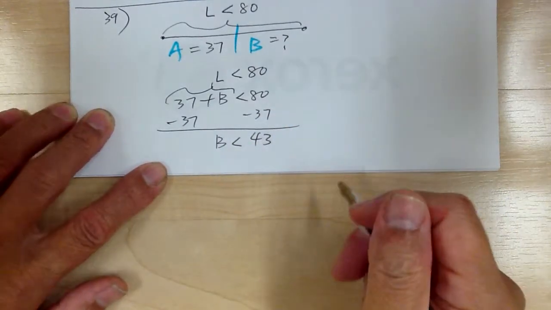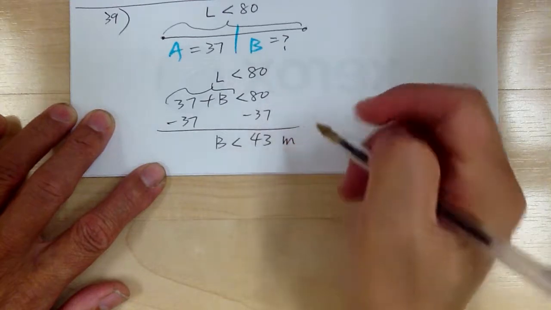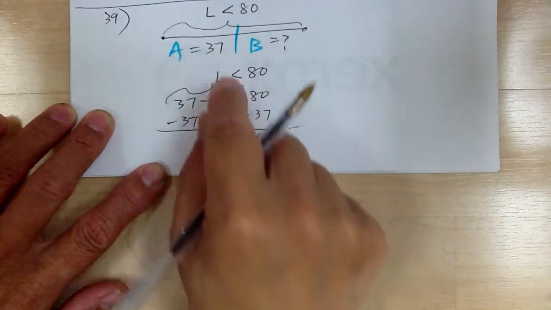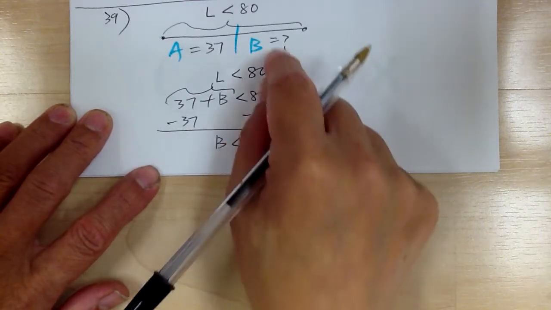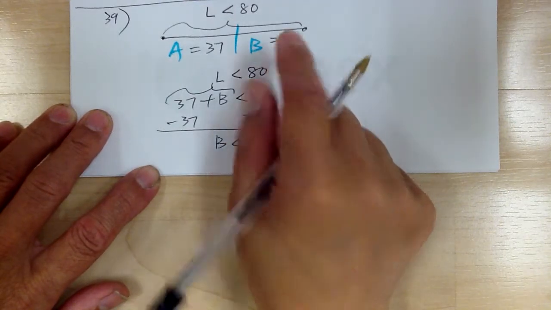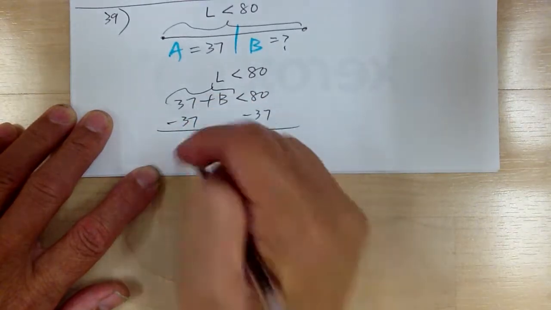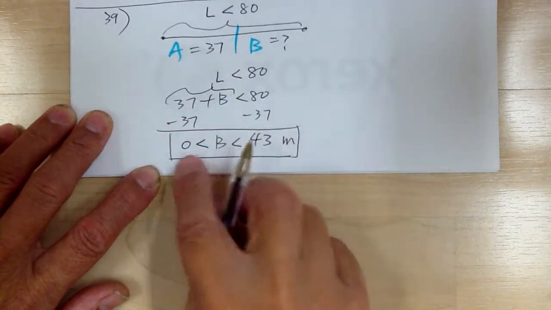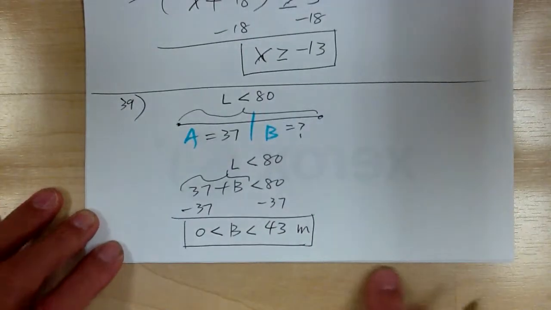Okay. So you got B is less than 43 and the label is meters. But because this is a real object, it cannot have a negative length, right? You can't have a length equal to like negative 5. Okay, so you have to put in a restriction over here. You have to be greater than 0. Okay, so that's because it's a real object, so you have to be greater than 0. And so that would be number 39.